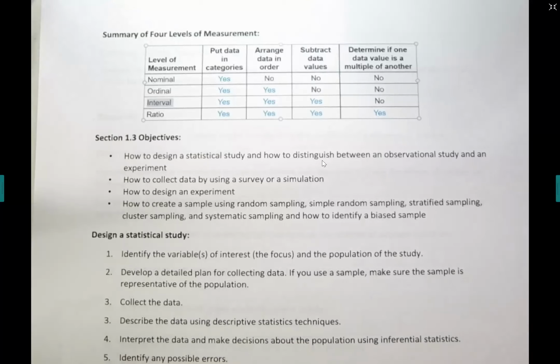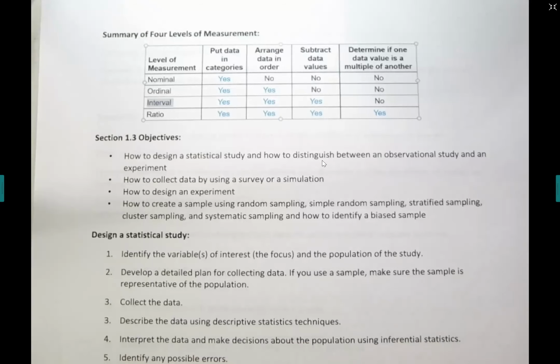How to design a statistical study and how to distinguish between an observational study and an experiment. How to collect data by using a survey or a simulation. How to design an experiment. For example, how to design an experiment where this is not required. How to create a sample using random sample, simple random sample, stratified sample, cluster sample, and systematic sample, and how to identify a biased sample.